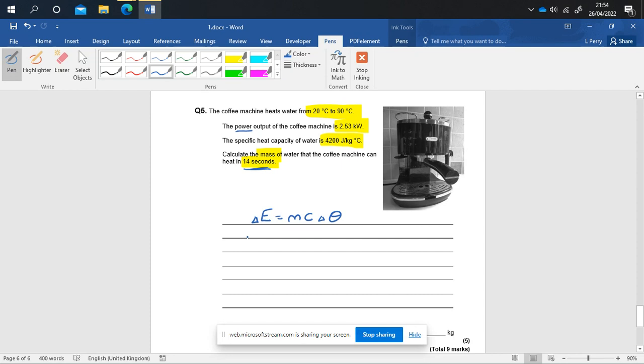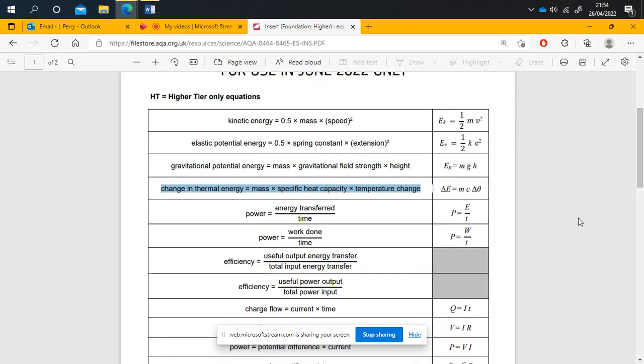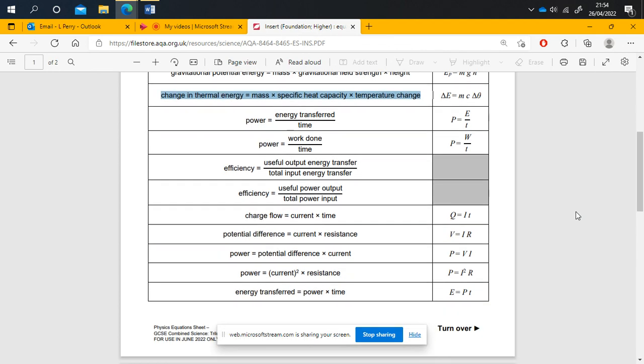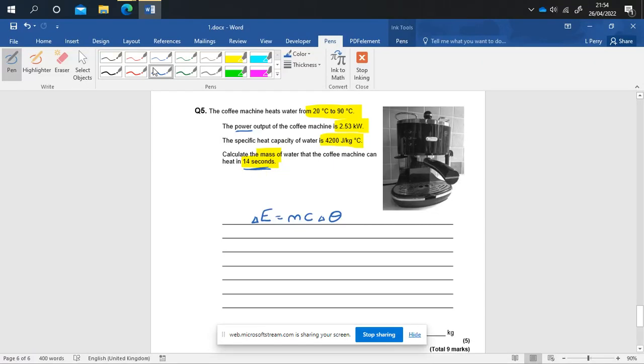So I now need an equation that's going to use power and time to find energy. So if I look at the equation sheet again, and if I glance down, I will find an equation that says, let me find the equation sheet. It says, there we go, energy transferred equals power times time. So if I do power times time, I'll get the energy. So if I go back, I've now got separately energy equals power times time. So that's what I'm going to do.